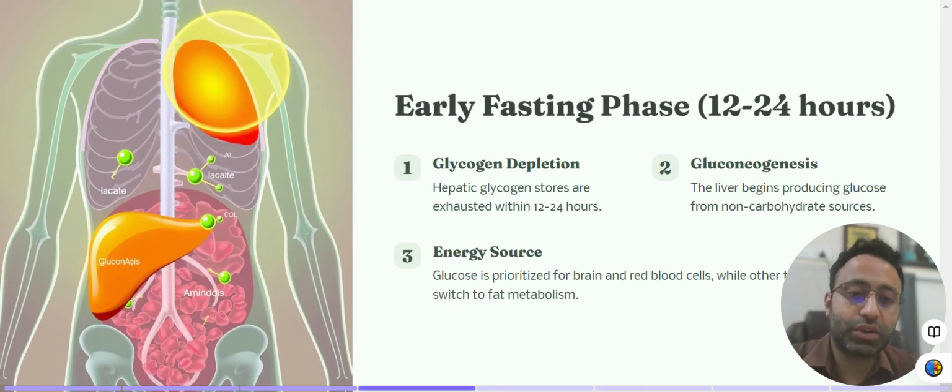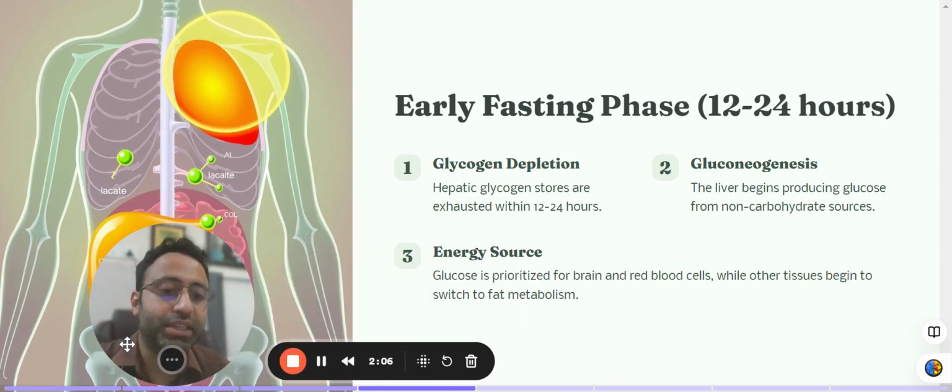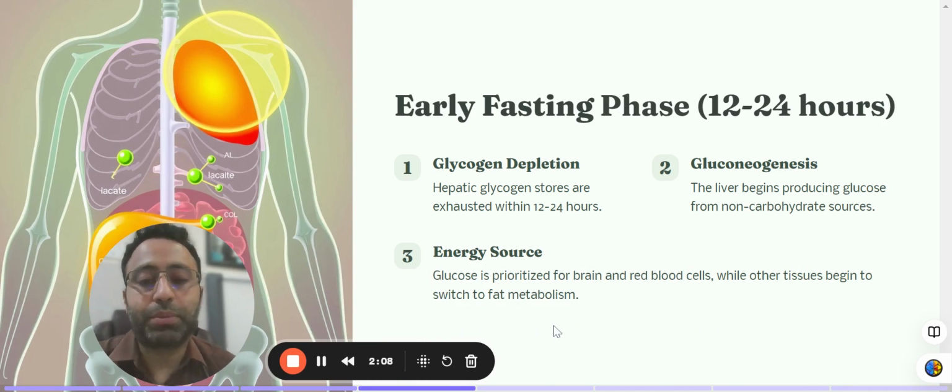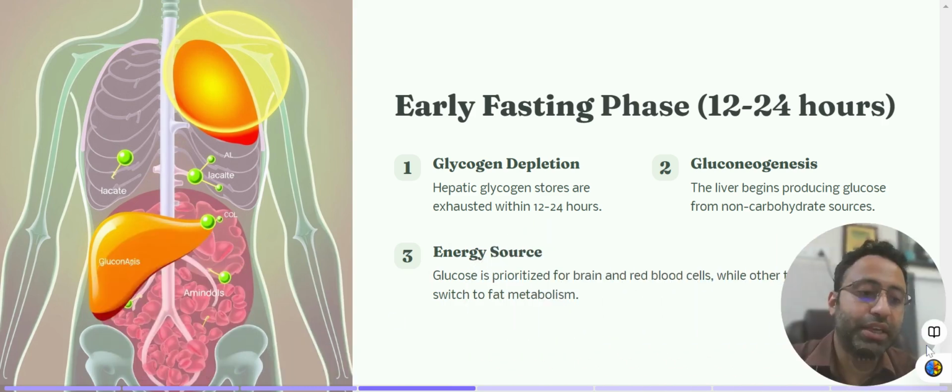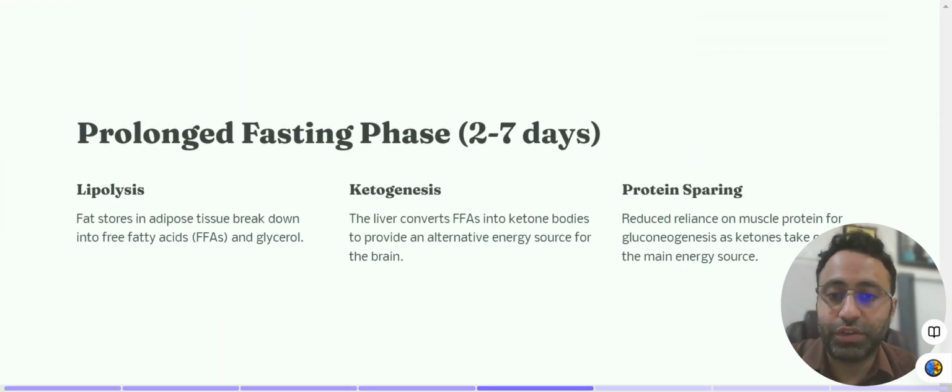Coming to the next phase, the early fasting phase, which lasts from 12 to 24 hours. There is glycogen depletion, as we have seen in the previous diagram, that hepatic glycogen stores are exhausted within 12 to 24 hours, and gluconeogenesis, the liver begins to produce glucose from non-carbohydrate sources. The glucose is prioritized for brain and red blood cells, while other tissues begin to switch to fat metabolism. If you have seen the place where the glucose goes during fasting, it is mainly two organs, the brain and red blood cells, whereas the heart and the liver all depend on free fatty acids.